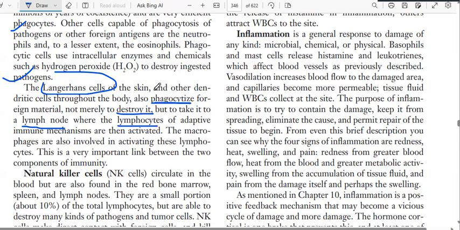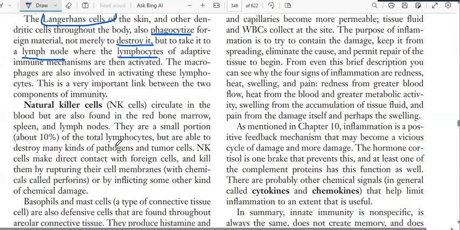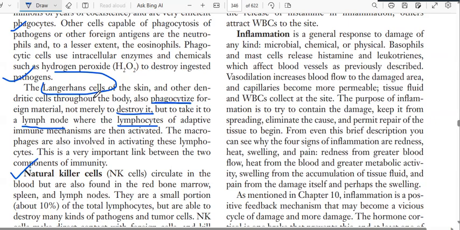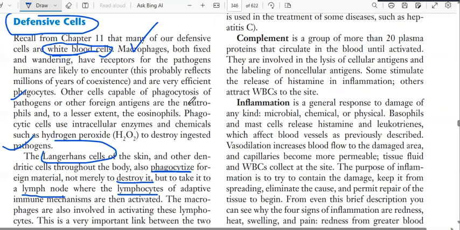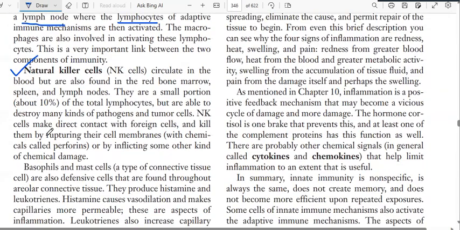So Langerhans cells have phagocytic action. They will eat the pathogen and take it to the lymphocytes. From that, the adaptive immunity will activate. This is the important thing we have to understand. Next, we have natural killers. So we have WBC, we have Langerhans cells, we have macrophages. Next, we have natural killer cells.